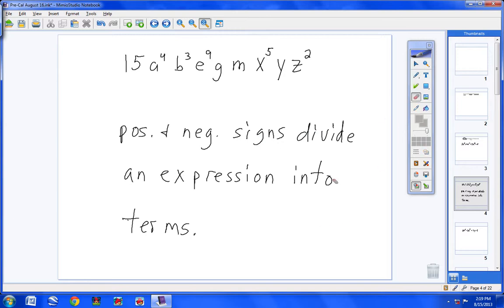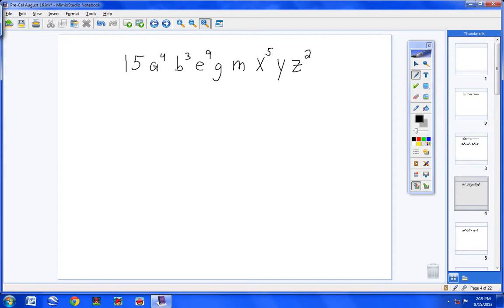And here's what I mean by that. Watch this carefully. If I were to go up here and squeeze a plus sign right here, guess what? Now I have 2 terms. All of these are multiplying together, so that's one term. And then here's a plus sign, so that separates this group, and here is my second term. So I have 2 terms.